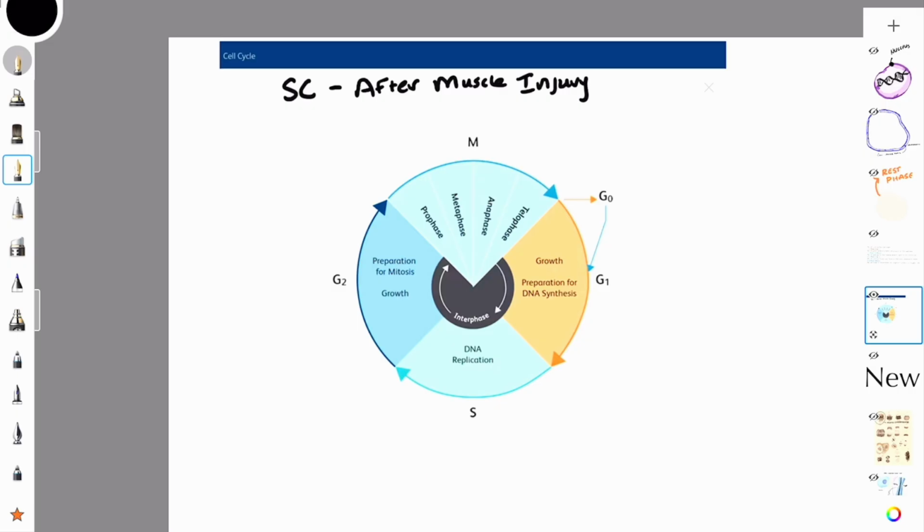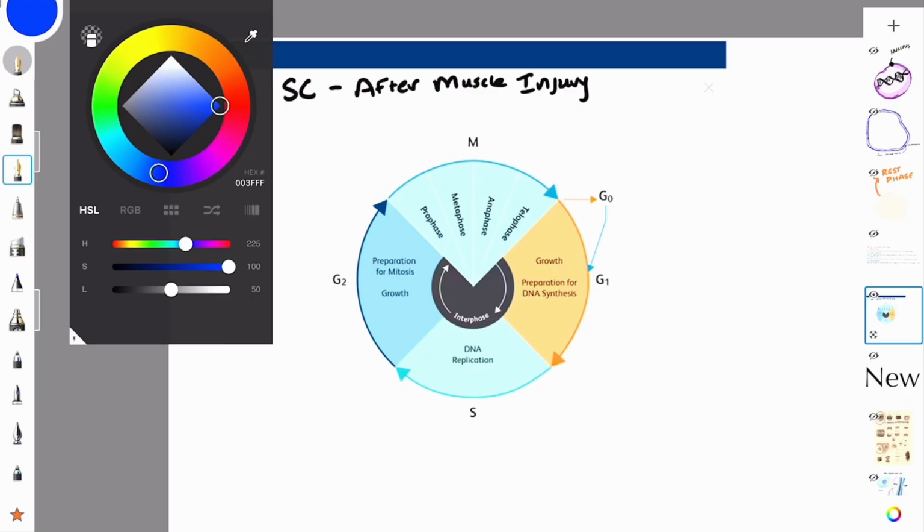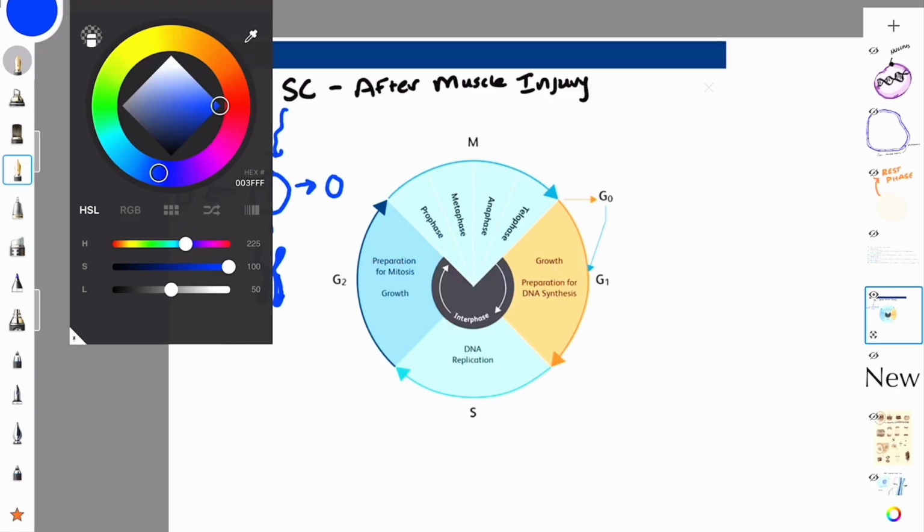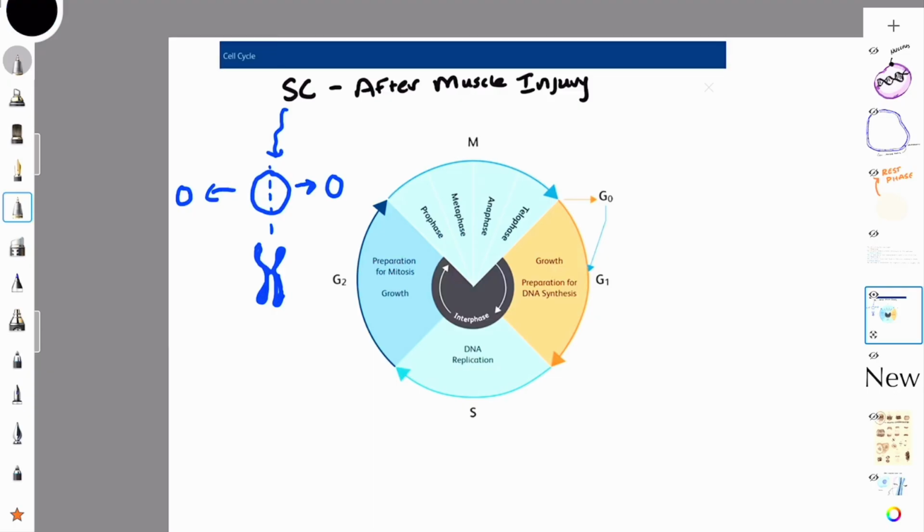We've been weightlifting. A satellite cell. Let's change this color, let's do blue. Satellite cell is released from the skeletal muscle. And now that satellite cell must go through division. It has to go through mitosis and be separated into two new cells. And again, that genetic information that is in the chromosome, which is in the nucleus, also has to be separated, right?